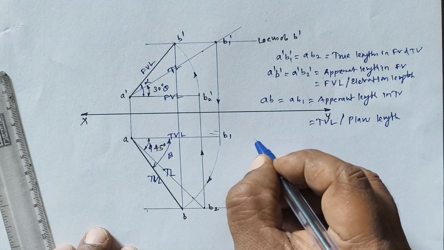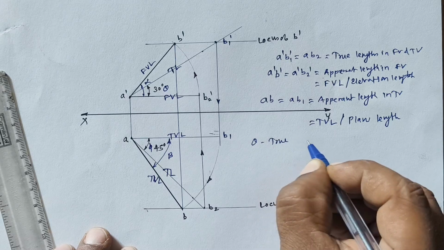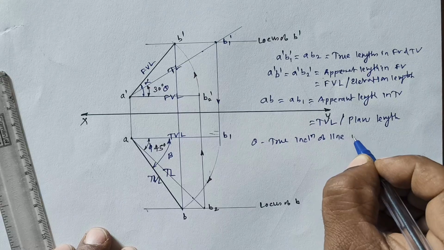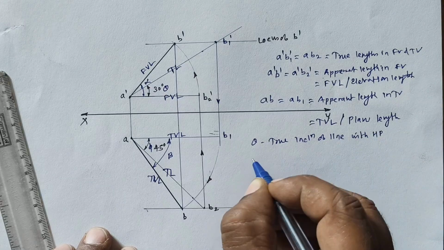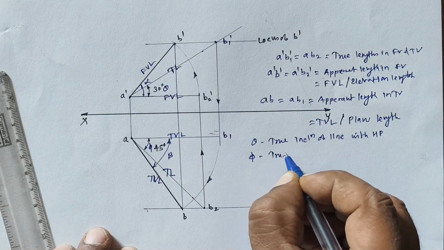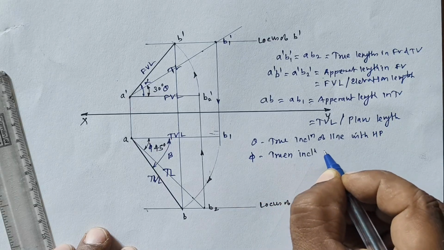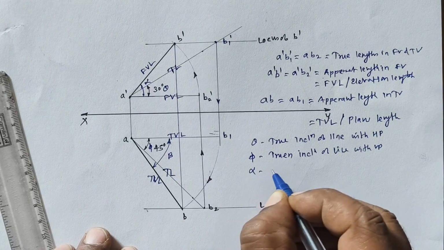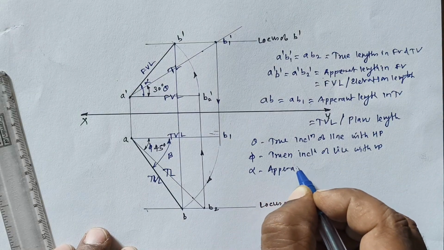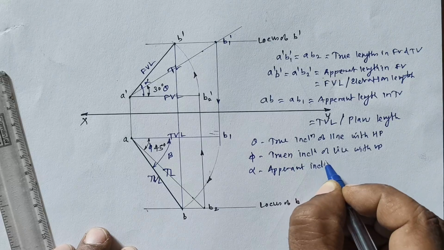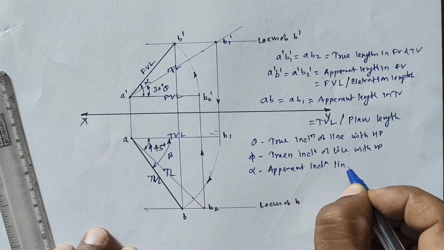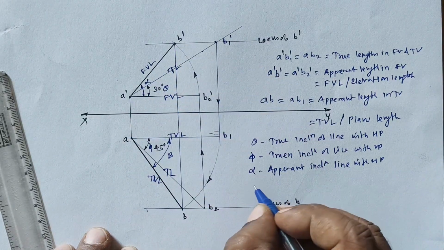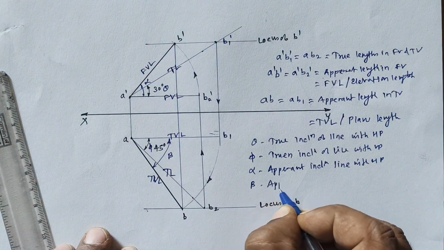So I will write here, theta means what? It is the true inclination of the line with HP. Then phi is the true inclination of line with VP. Whereas alpha is the apparent inclination, because on the apparent inclination we plot the apparent length. So this is the apparent inclination of line with HP. And lastly beta, that is the apparent inclination of line with VP.